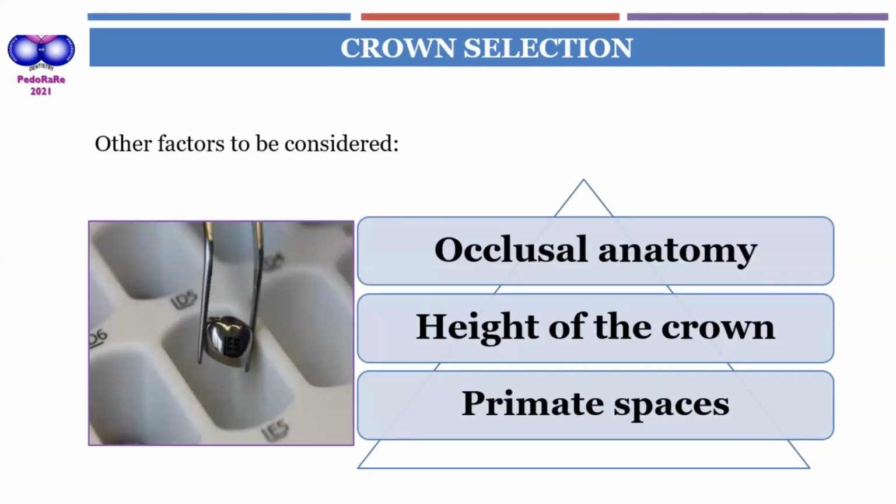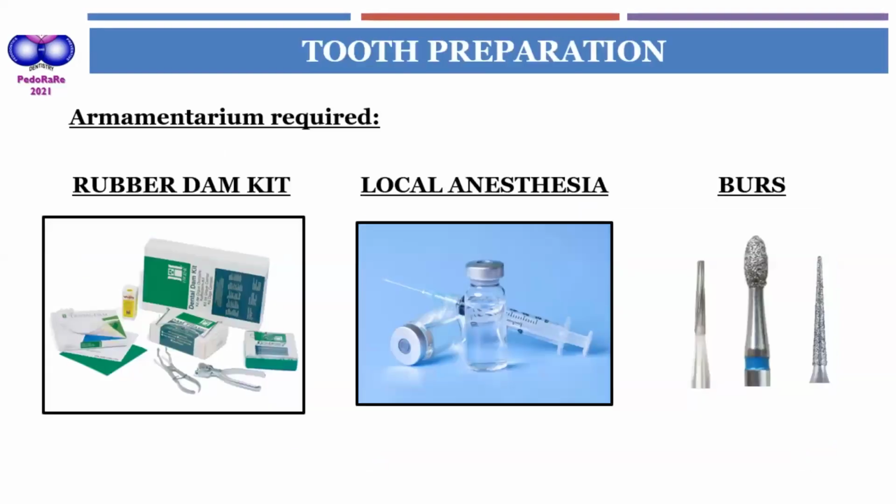Now, other factors to be considered: definitely check the occlusal anatomy. Nowadays, we don't have to worry so much because they all have good anatomy, height is matched, pre-contoured, pre-trimmed. Give emphasis to areas of primate spaces. If there is availability, please leave the space, because you can't expect a good crown covering the entire tooth. So give emphasis to the natural spaces which are available in the child.